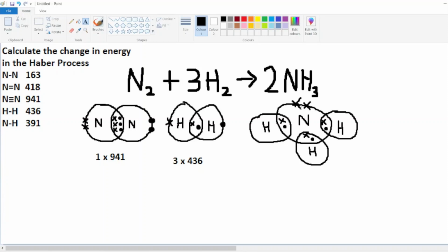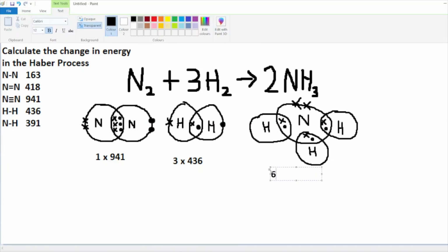Again, if you don't know how to do this, go back to the second video. We went through how to do dot and cross diagrams. So this is ammonia, and you can see we have 1, 2, 3 single bonds between nitrogen and hydrogen. So these are the bonds that we have in ammonia, and that is 391. So we have 3 times that, and we have 2 moles, so we actually have 6 times 391. Can you remember what we measure them in? Kilojoules per mole. Very well done.